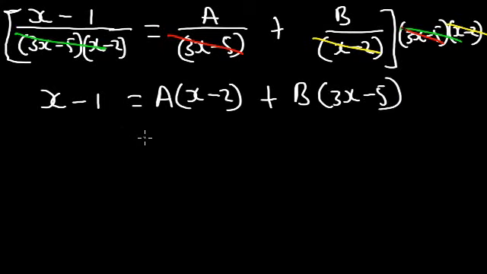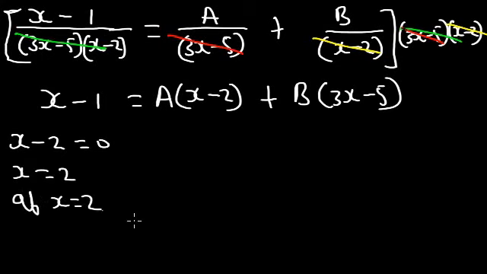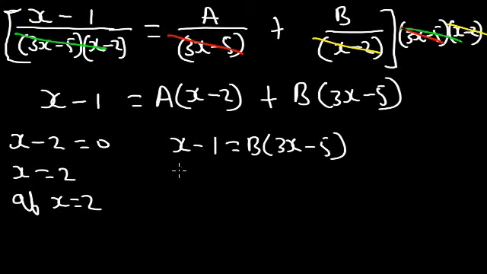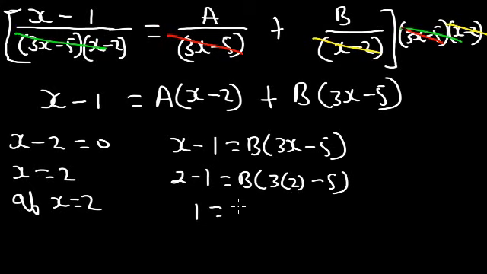So now, let me try to make either a or b 0 in the first place. So to make a to be 0, or let's say this whole term to be 0, x minus 2 has to be 0, and x has to be equal to 2. At x equals 2, then x minus 1 will be equal to b multiplied by 3x minus 5. And substituting 2 for that x, 2 minus 1 equals b multiplied by 3 times 2 minus 5. And that will be 1 equals b multiplied by 6 minus 5. My bad.